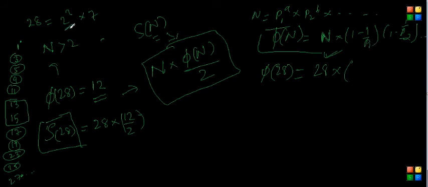P1, the first prime number, is 2, so 1 minus 1 by 2 is half, into 1 minus 1 by p2. P2 is 7, so 1 minus 1 by 7 is 6 by 7. So all I get is 12 at the end, and you can match this up with what we already found manually. So this is the same as what we found manually, so this validates this particular formula as well.